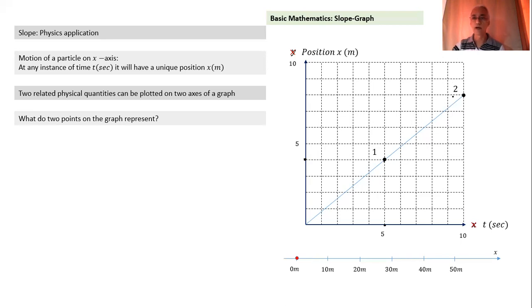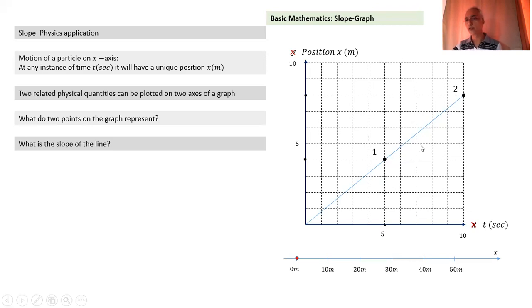And what does the other point indicate? It indicates when time is t equal to 10 seconds, the position at t equal to 10 seconds. At 10 seconds, it is at 8 meters. That's how these 2 points are represented. So any point on the graph represents its position at that particular instance of time. So we understood those 2 points.